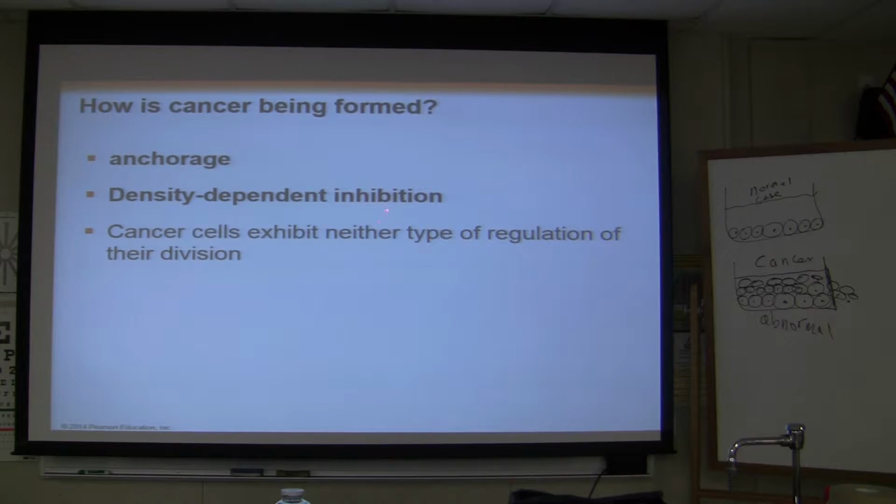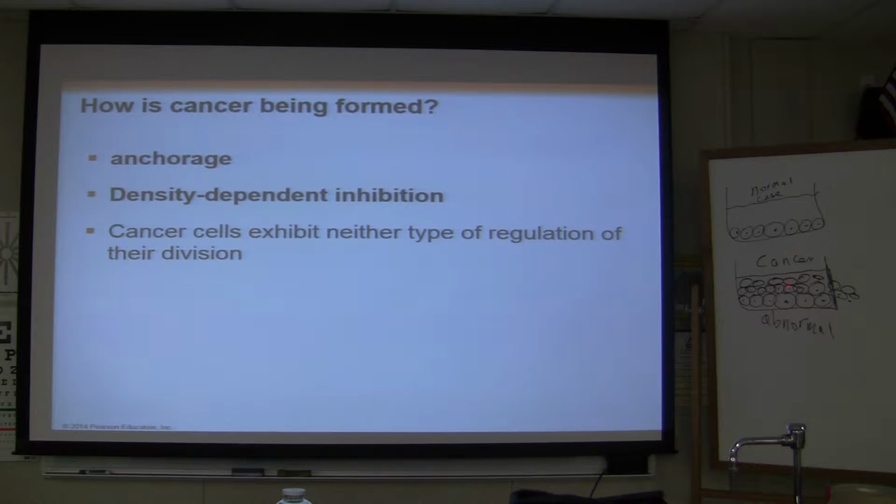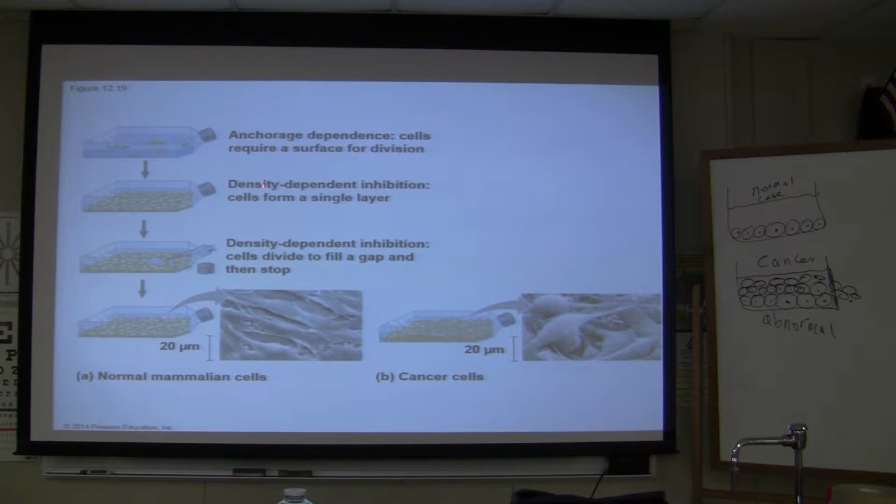Anchorage, density-dependent inhibition. That's what this is called. This process is called density-dependent inhibition. Cancer cells exhibit neither type of regulation of their division. Right here, as I said, that's what pretty much this diagram is showing you: cancer cells and density-dependent inhibition and anchorage.